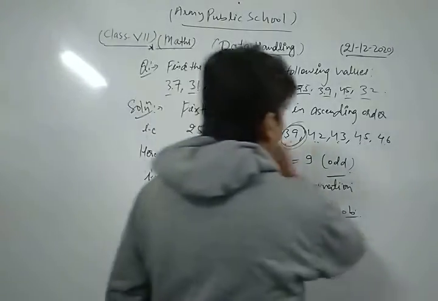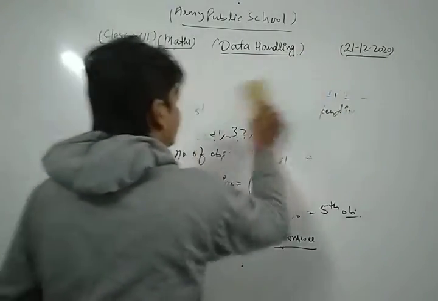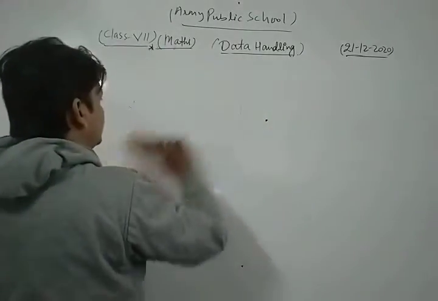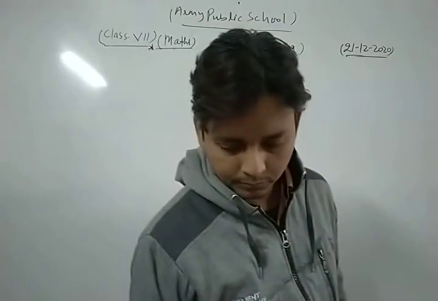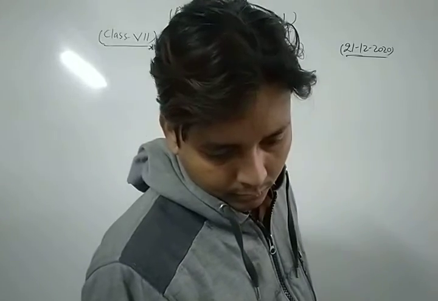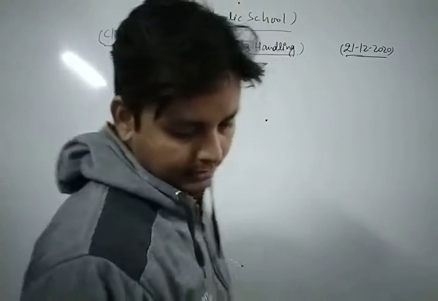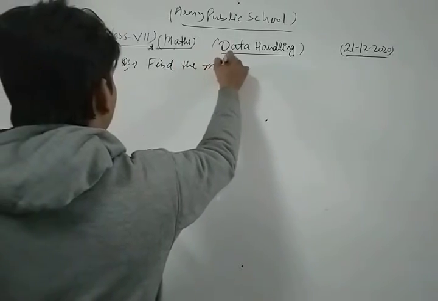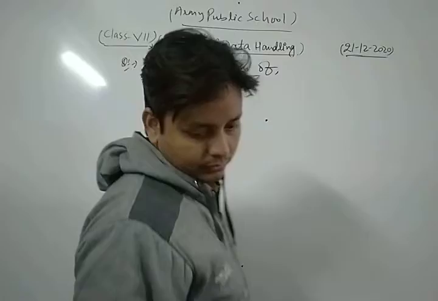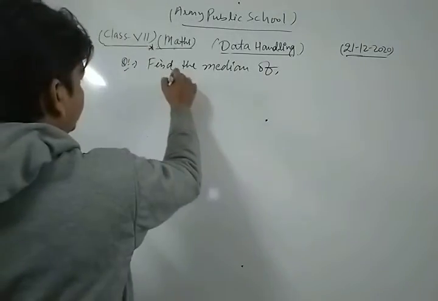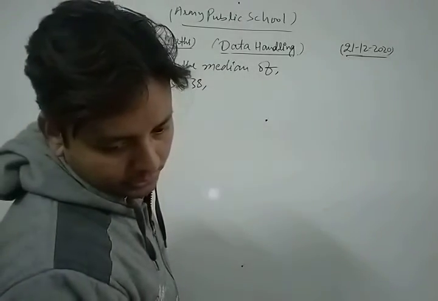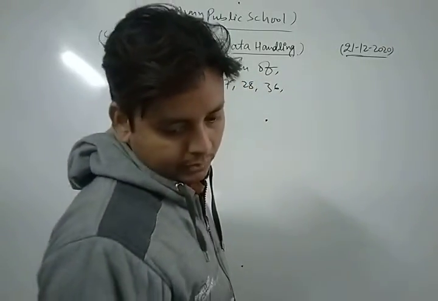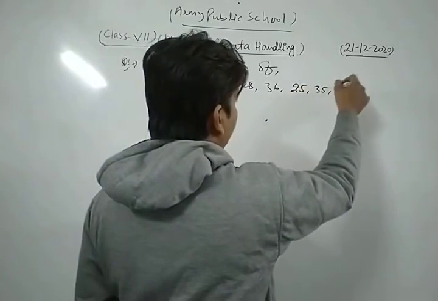Now let's see. The question is: find the median of 31, 38, 27, 28, 36, 25, 35, 40.